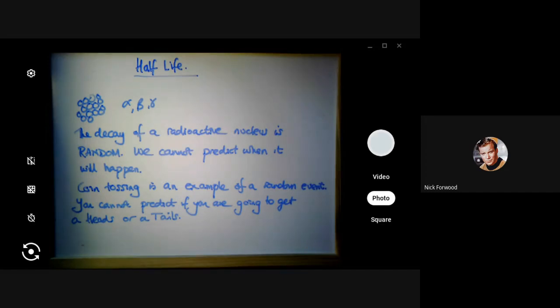But here's a thing. Say I had 100 coins and we tossed 100 coins. I bet you can work out roughly how many heads and how many tails you'd get. If you've got a lot of coins, then roughly out of every 100, 50% would be heads and 50% would be tails. But you cannot predict what any one coin is going to do, whether it's going to be heads or tails.